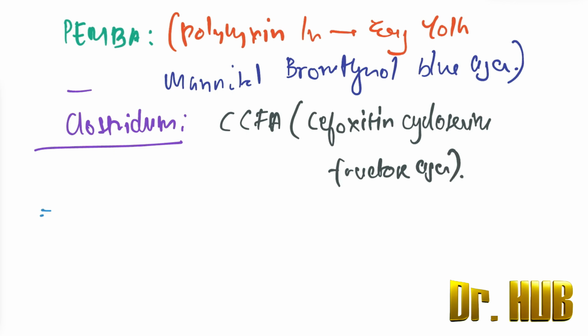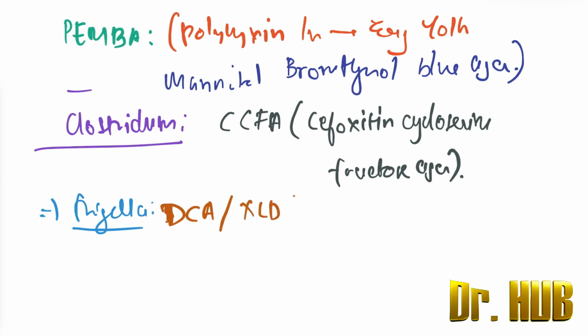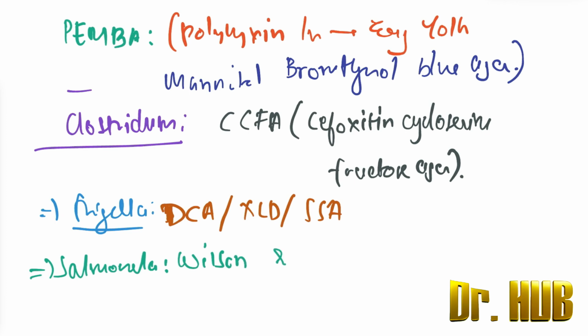Then we move on to the Shigella. The medium for Shigella is DCA, XLD, as well as SSA. Then we move on to the Salmonella. Salmonella has the Wilson and Blair bismuth sulfite agar. This is only in Salmonella.